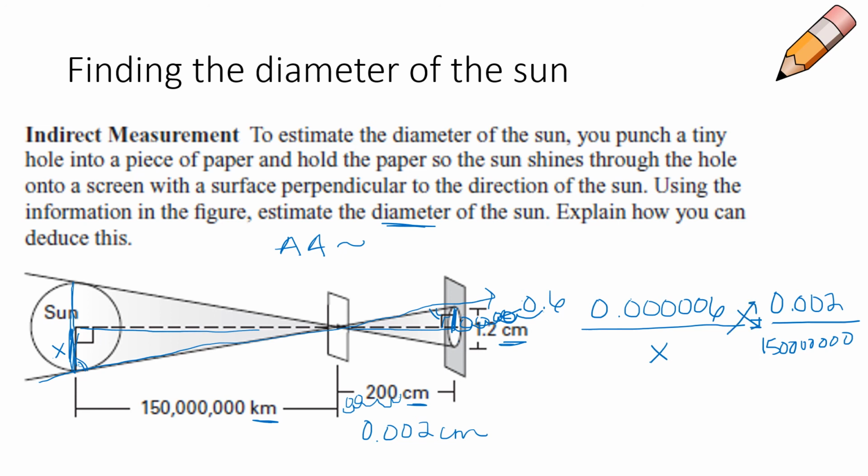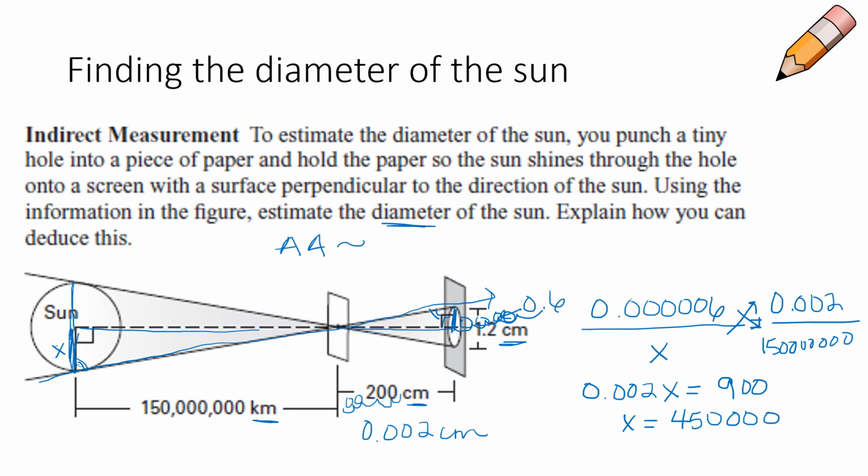Again, we want to cross multiply, so I get 0.002x equals, when you take that big number and you multiply it by 0.000006, you get back the number 900. And then when you divide by 0.002, you get back 450,000.